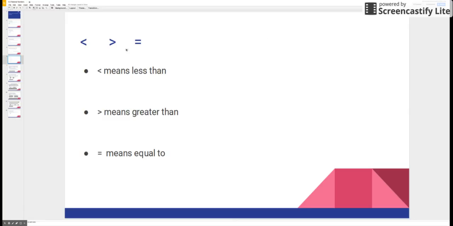All right, so you might have seen these symbols before. We use these symbols to compare numbers. So this symbol means less than, this symbol means greater than, and this one means equal to.